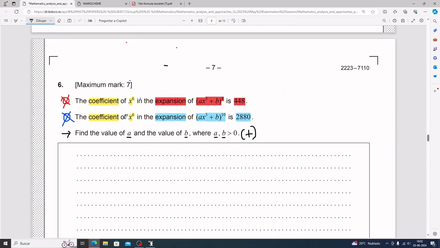So how do you get a and b from here? From the part that's in red, you can get one equation. From the part that's in blue, you can get another equation. But now we need to interpret how you even get an equation out of this. What is this even saying? What is a coefficient? What is an expansion?